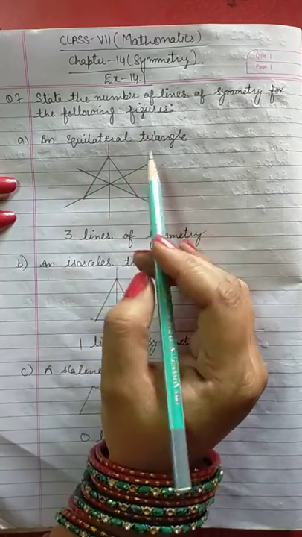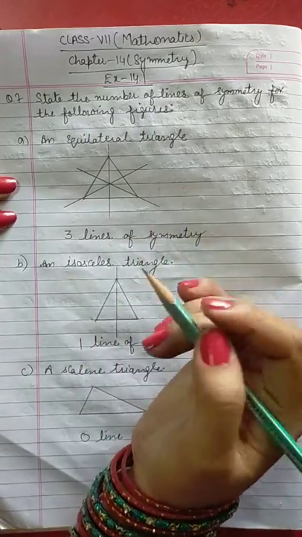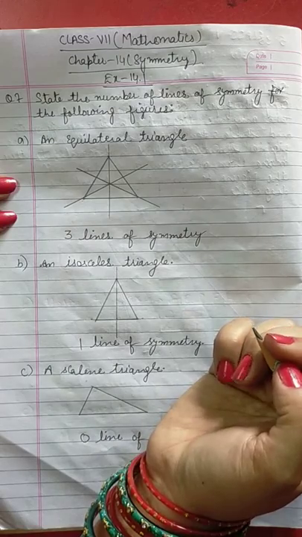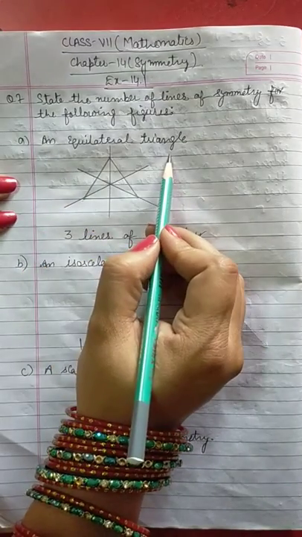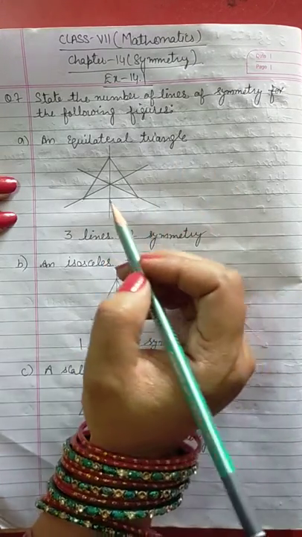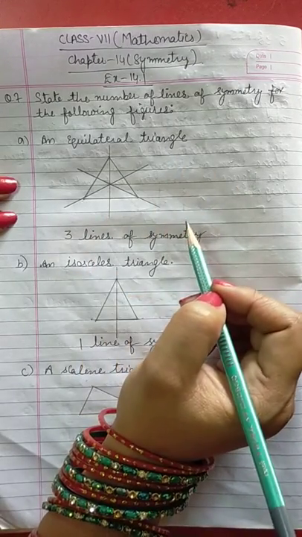So here question number 7 is: state the number of lines of symmetry for the following figures. What is it saying here? In the following figures we have to find out how many lines of symmetry there are. So see here, first of all I have an equilateral triangle. As we know, in an equilateral triangle all the sides are equal.